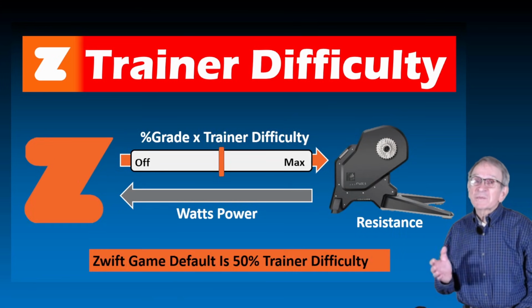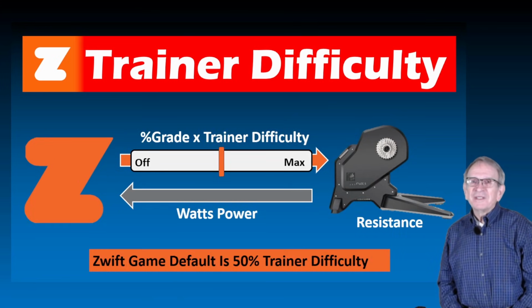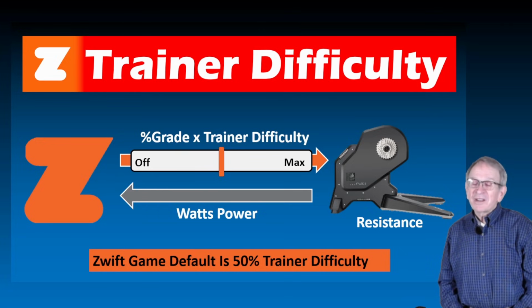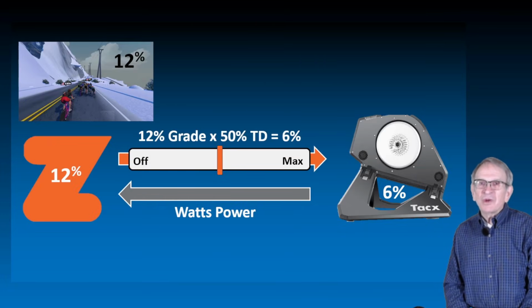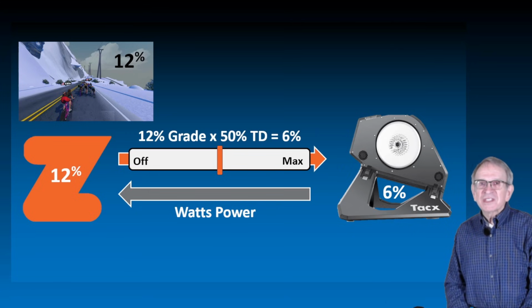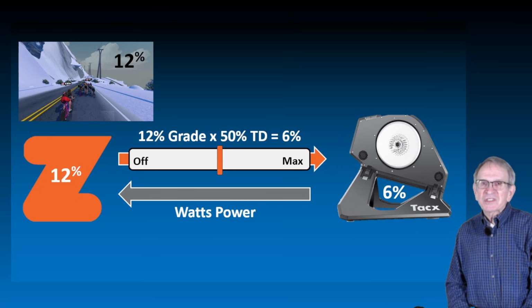And I think that also explains why the default trainer difficulty is set at 50%. So no trainers are maxing out. Because even today, some of the lower end trainers have limited ability to simulate higher grades, but they are still legitimate to ride on Zwift using the trainer difficulty slider. So how does this work? Well, if the in-game route is at 12%, for example, and you set your trainer difficulty at 50%, then your Smarttrainer will simulate a resistance as if the route were 6% grade.